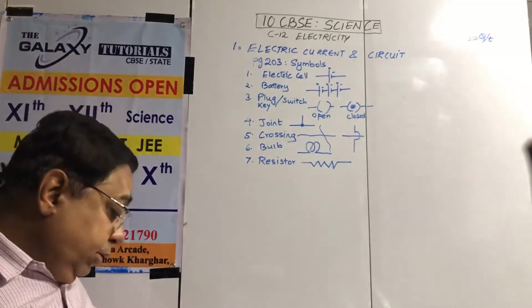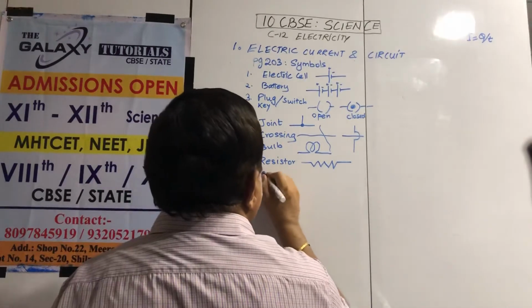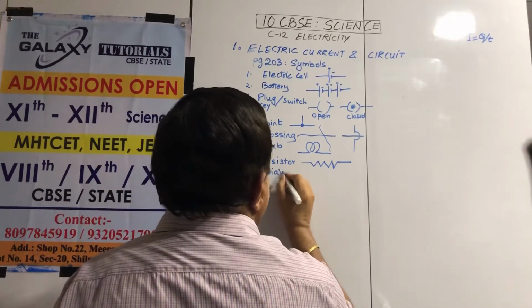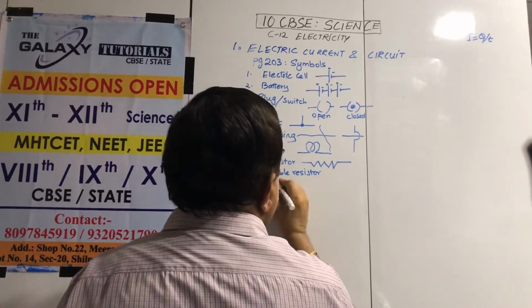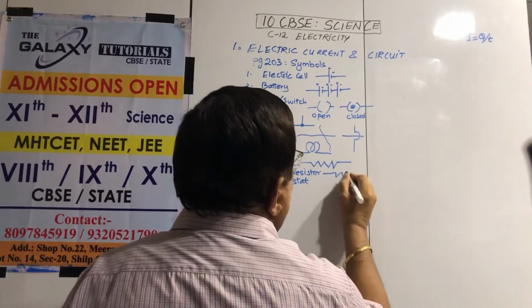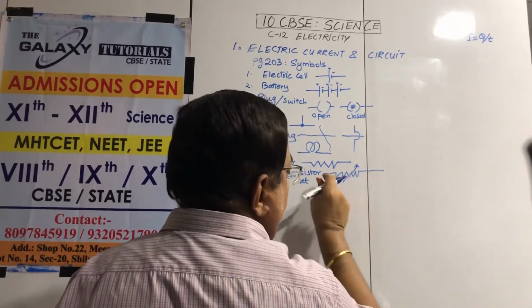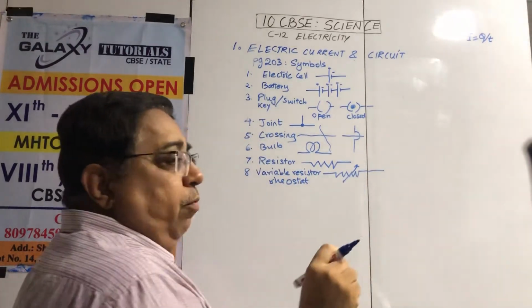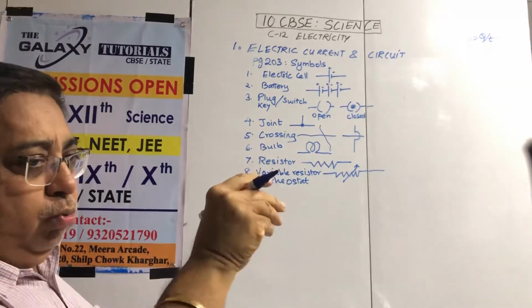Resistor which can change is called variable resistor or rheostat. This is same, only thing we get an arrow, so that means I can switch on and off, slide, like 110 volts, 220 volts, or fan 0, 1, 2, 3.